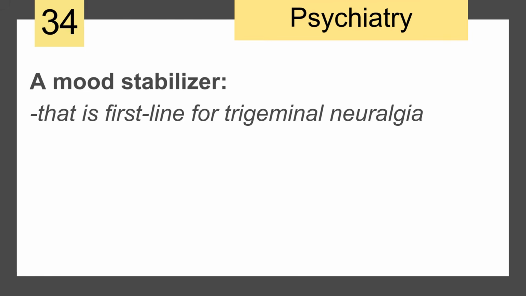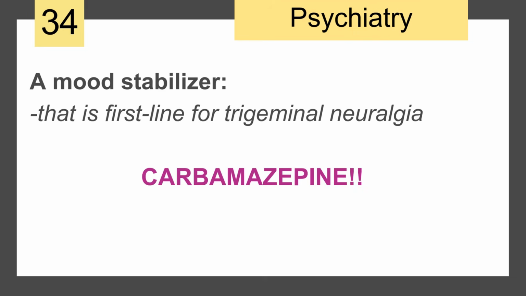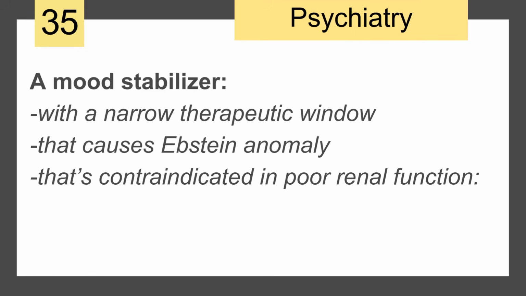Question 34. A mood stabilizer, first line for trigeminal neuralgia, is carbamazepine. One that has a narrow therapeutic window, causes Ebstein anomaly, and is contraindicated in poor renal function, of course, is lithium. And as I said before, it reduces suicide risk the most of all mood stabilizers.